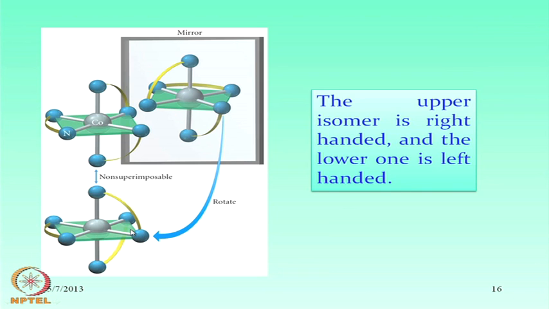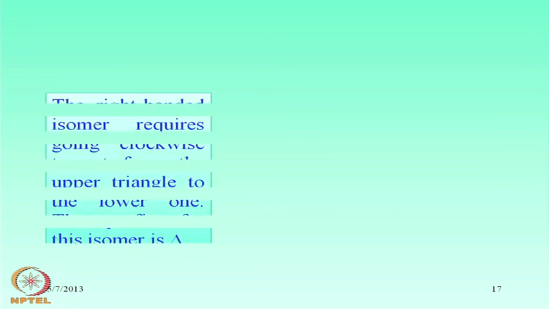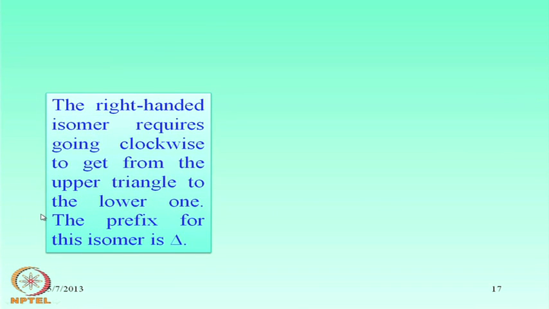This is the trigonal face which is facing the viewer. So, when we move from here to this particular face, it is in anti-clockwise direction. Similarly, from here to here is anti-clockwise direction, and here to here these are in the other direction. The right handed isomer also requires going clockwise to get from the upper triangle to the lower one.